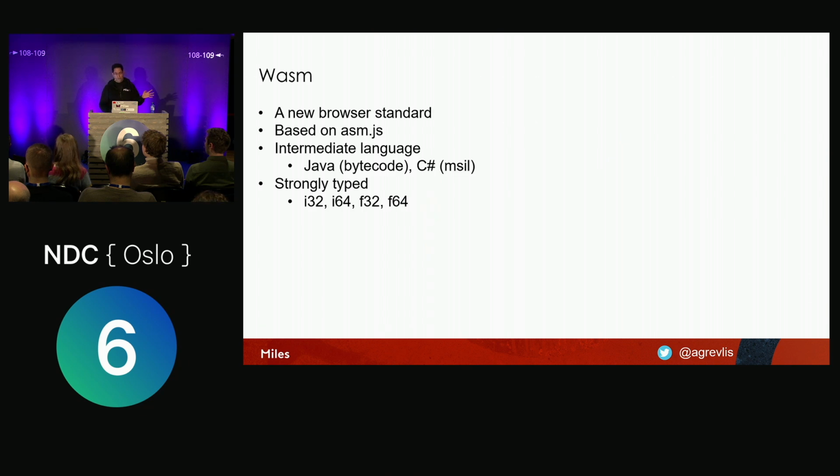So also some more background information about WASM. It's based on a previous project called ASM.js. That's part of the reason why we could get this into a W3C standard so fast. If you want to know more about that, I recommend you look into the ASM.js project. But basically, it's an intermediate language, in a similar fashion as Java compiles down to bytecode and C# compiles down to MSIL. And it's also a strongly typed language, but we have only 4 different types. We have the 32-bit integer, the 32-bit float, and then the 64-bit integer and 64-bit float.